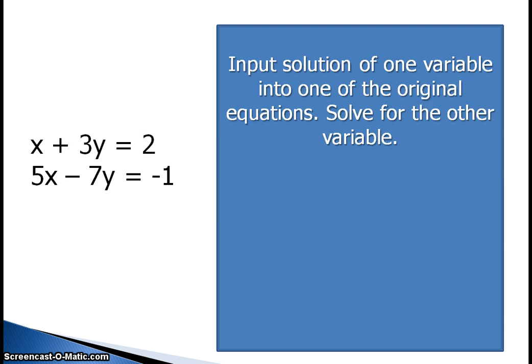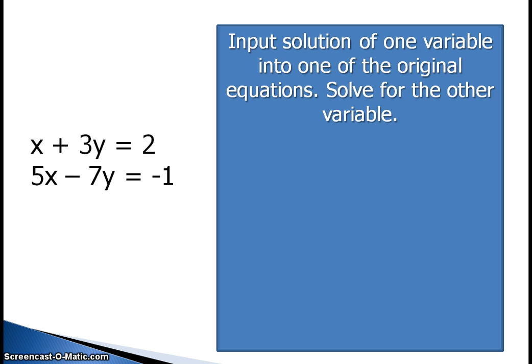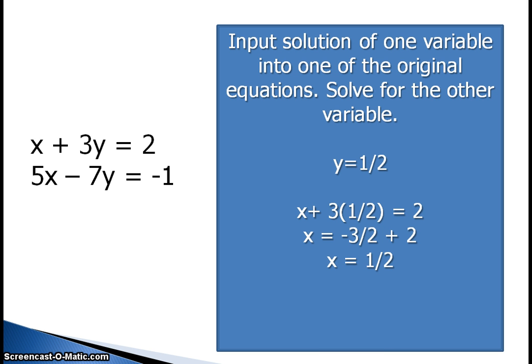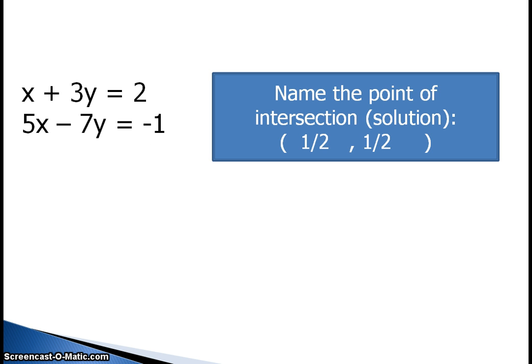Now I know that y is equal to 1/2. I'm going to take that and substitute it in for y in the original equation and find the value of x. And it turns out that x is also equal to 1/2. And so my solution is x equal 1/2, y equal 1/2. Now that's just a coincidence. It doesn't normally turn out that way. Now, our point of intersection is 1/2, 1/2.